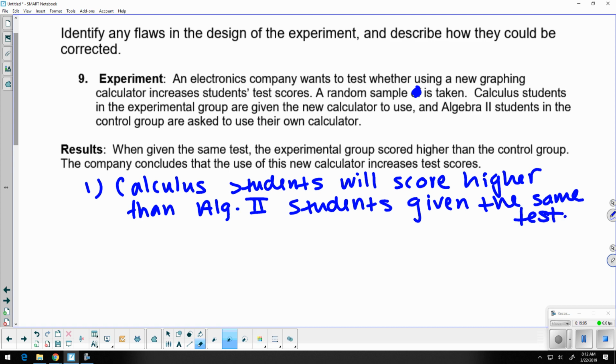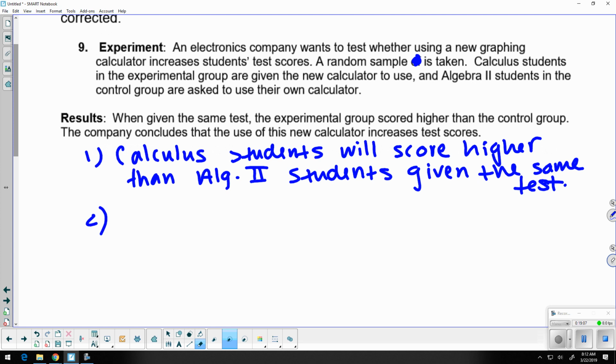Okay, so how can we fix this? So there's a couple different ways you can fix this scenario. Here's what I wrote down. You either test strictly calculus students with and without the new calculator, or strictly test just the algebra 2 students with and without the calculator. So they are basically changing 2 things. Not only are they changing the calculator, they're also changing the sample they're testing, right? So you either want to just test calculus students or just test the algebra 2 students with and without the calculator, and then give them all the same test. Okay, maybe even try both groups, right? Do calculus students, give them all the same tests with and without this calculator, and then same thing with algebra 2.